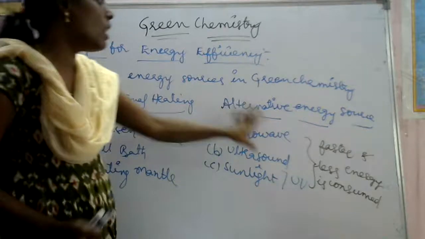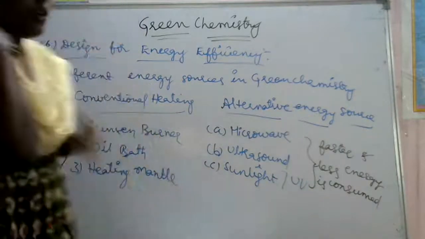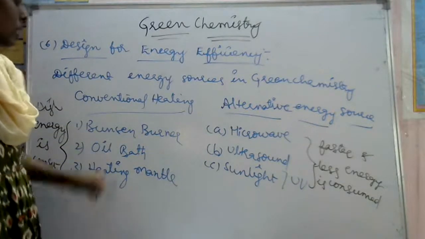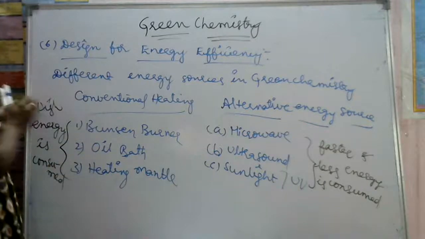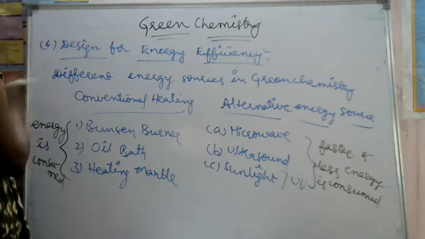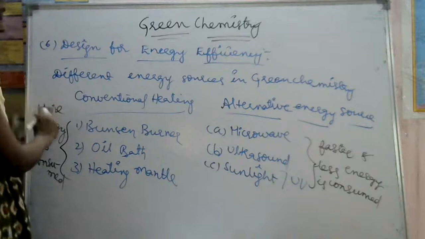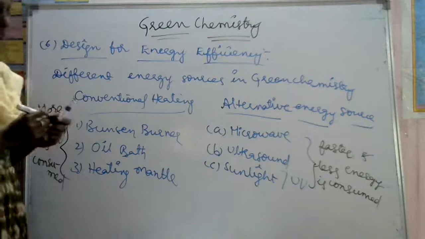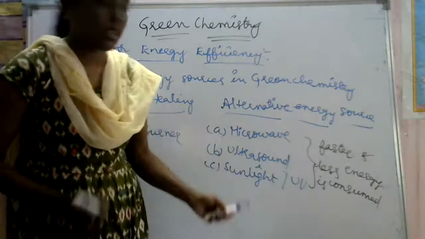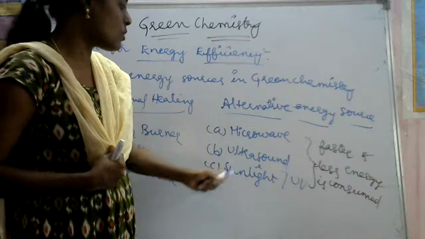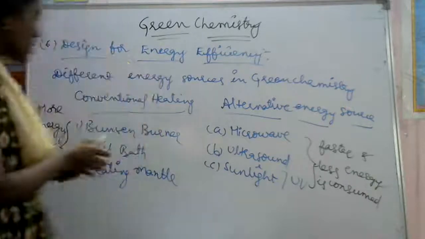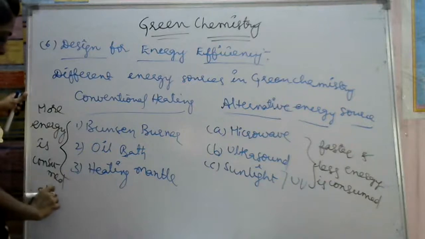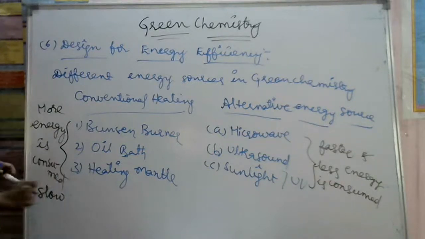Conventional heating and alternative energy sources. In conventional heating, we are using Bunsen burner, oil bath, and heating mantle, where more energy is consumed. These are said to be slow methods.